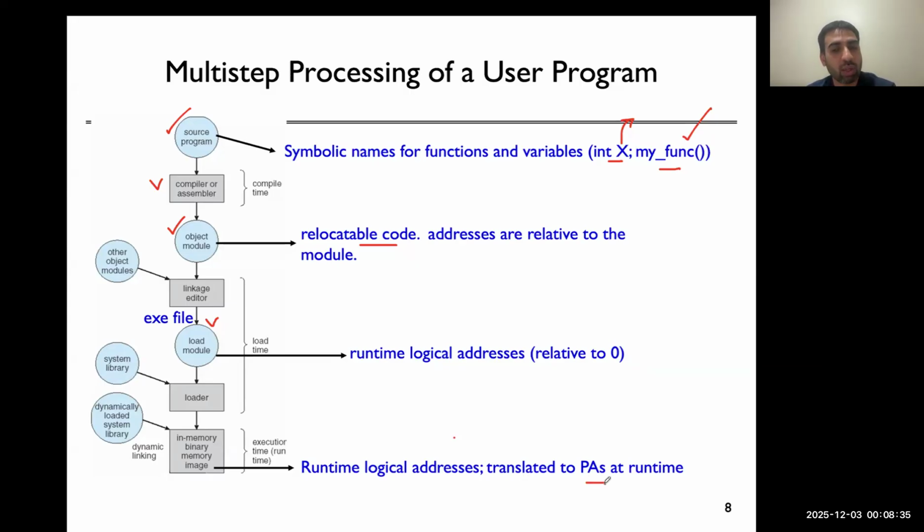If runtime binding is not used, like when compile time and load time binding is used for addresses, which means that you know in advance what absolute addresses will be generated, then there will be no translation from logical address to physical address because you are using the absolute addresses, so they will be one and the same.